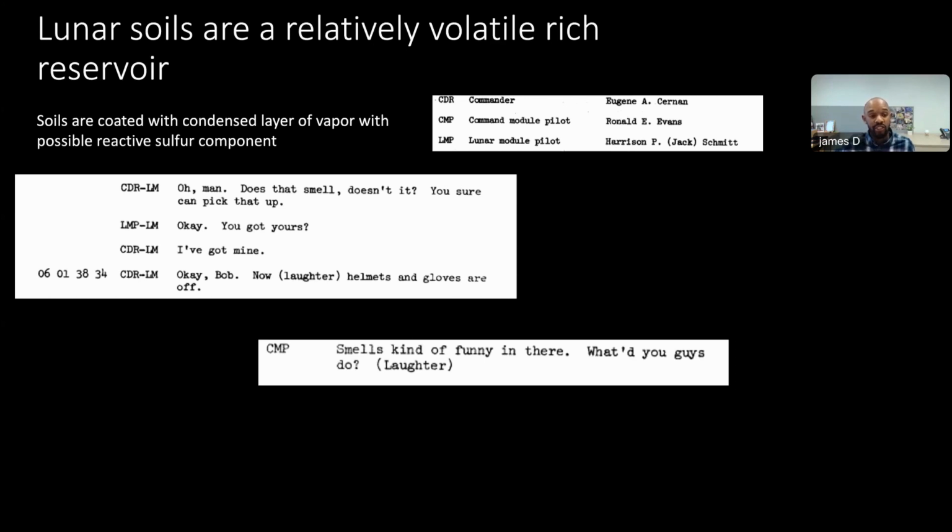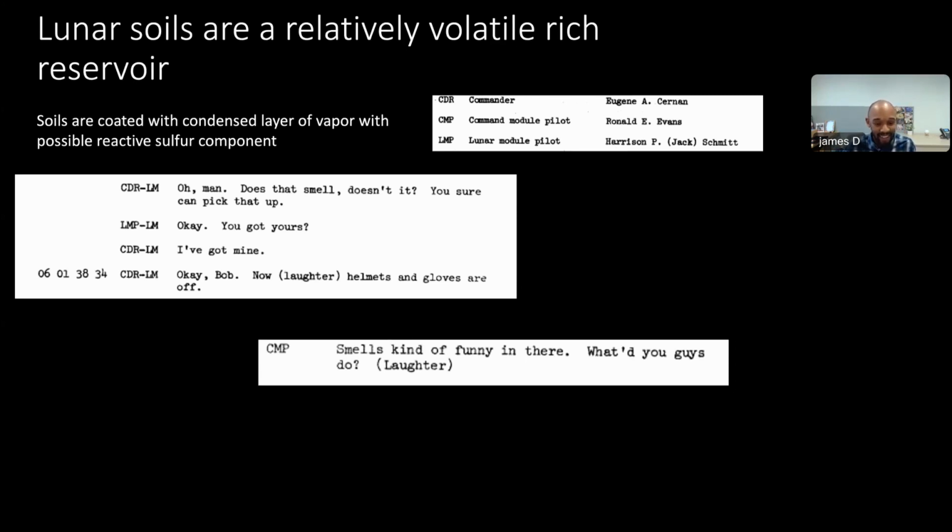Now, what's interesting from the transcripts from the Apollo 17 mission is that there's potentially some evidence that the soils on the lunar surface are coated with a condensed layer of vapor that has a possible reactive sulfur component. So for example, if we look at the transcript, we see, "Oh man, does that smell, doesn't it? You sure can pick that up."